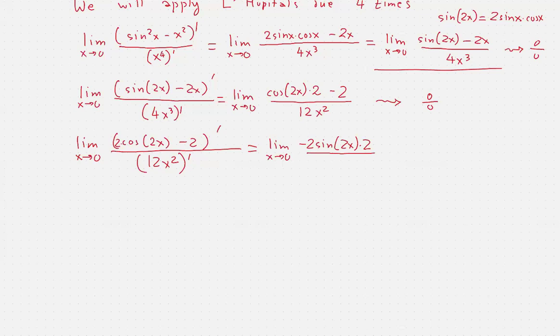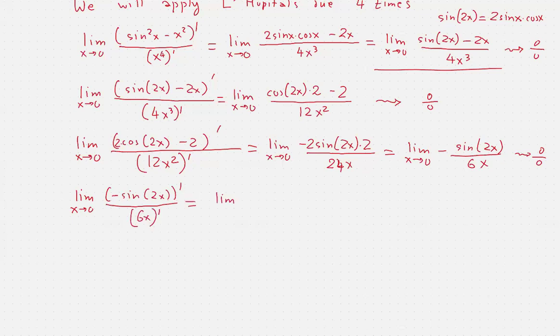So there is a little bit of a cancellation here. So we get the limit as x tends to 0 of negative sine of 2x over 6x. And finally, again, this is a 0 over 0 indeterminacy. So we'll apply L'Hopital's rule for one last time. So we will get the derivative of minus sine of 2x over the derivative of 6x. So that's the limit as x tends to 0 of minus cosine of 2x times 2 over 6.